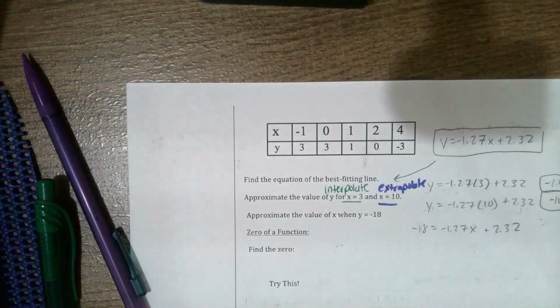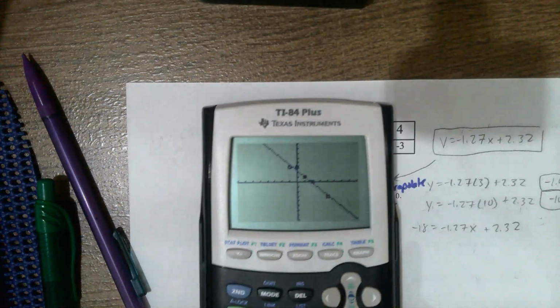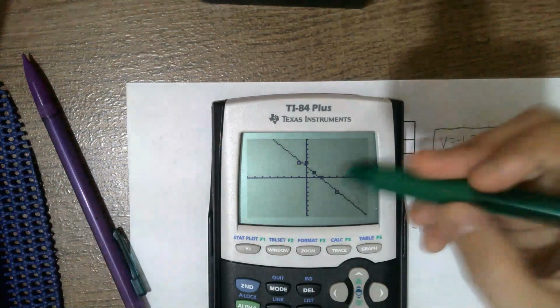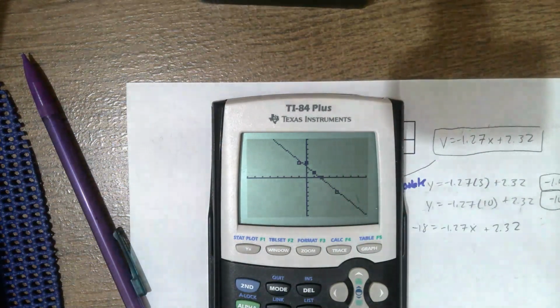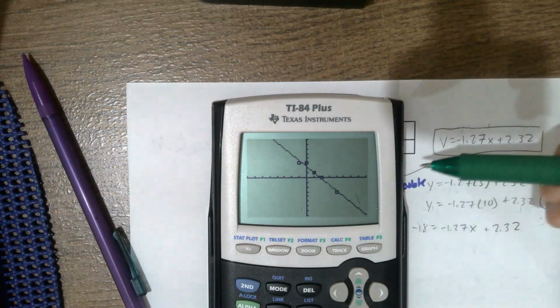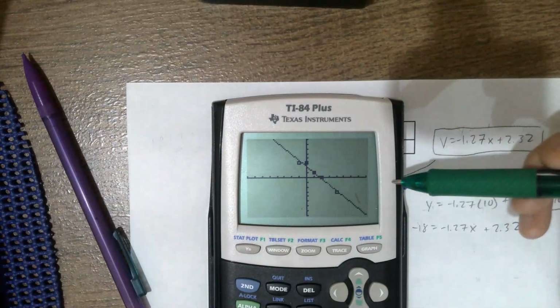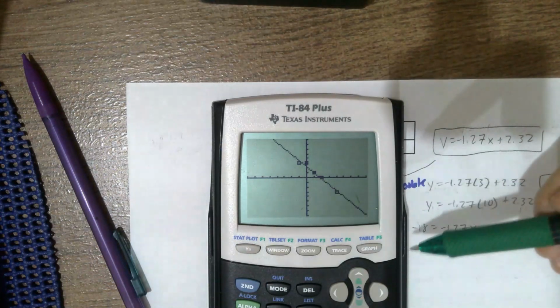So if we're looking at this graph, this is the line that we have. Here we can see 3 is somewhere in between, like negative 1.4. But the whole point of this unit, or this section, is predicting. So it asks us to figure out what would happen when x equals 10. And it's all the way over here, and then all the way down here.